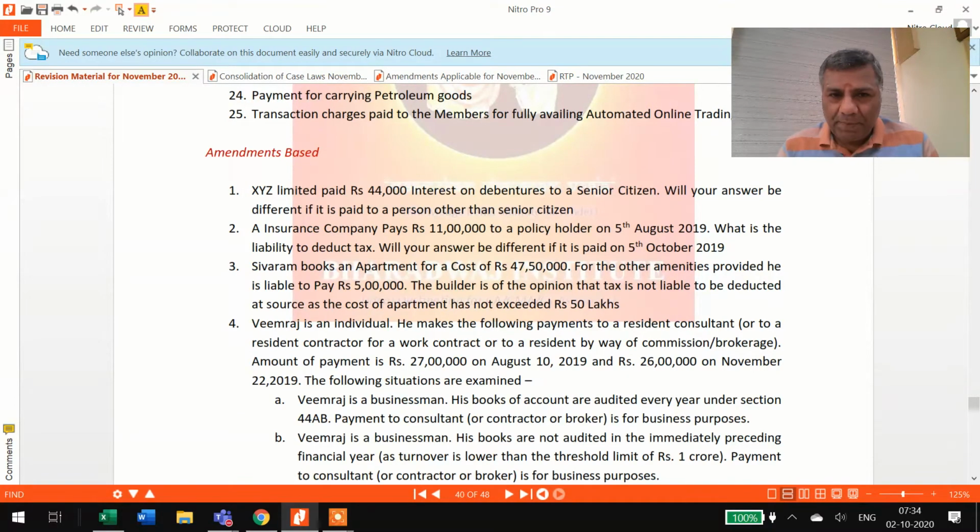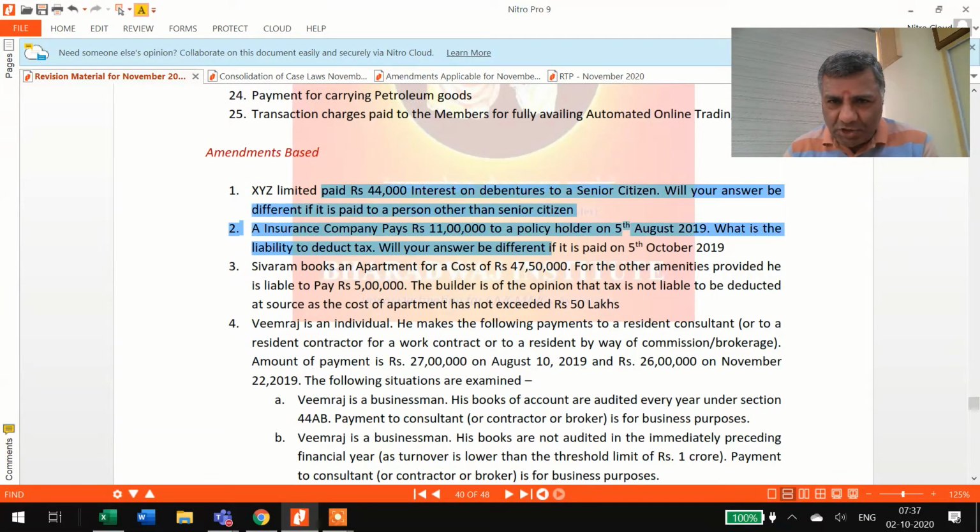Next, amendment-based questions. Just give me a minute, friends. Okay, all right, friends. These are the questions which I also expect, which we can look for in different styles. XYZ Limited paid rupees 44,000 interest on debentures to a senior citizen.